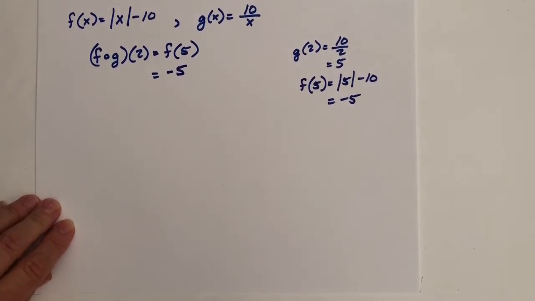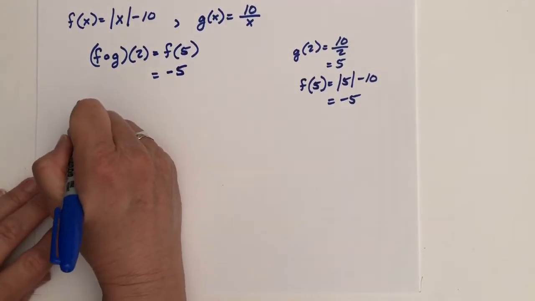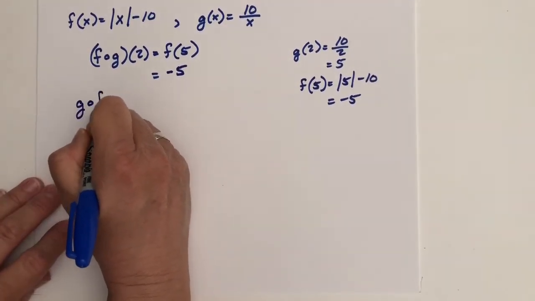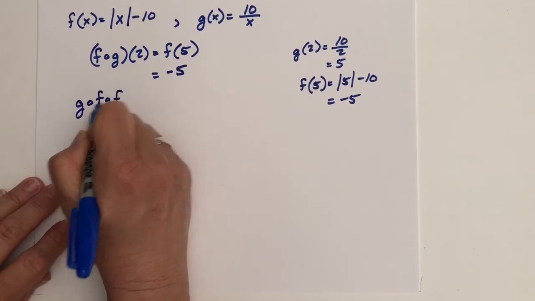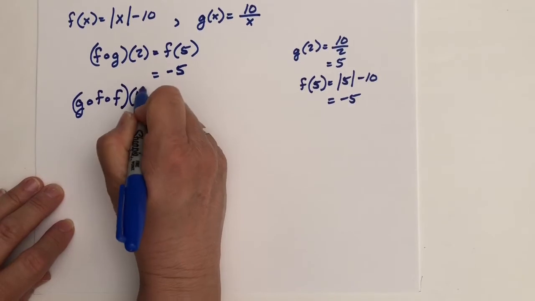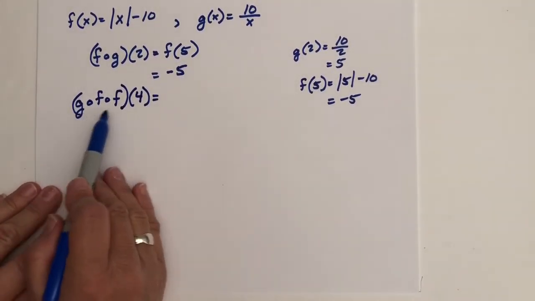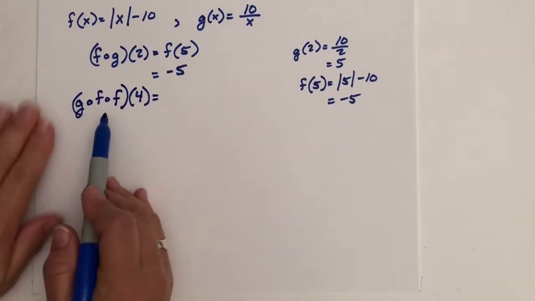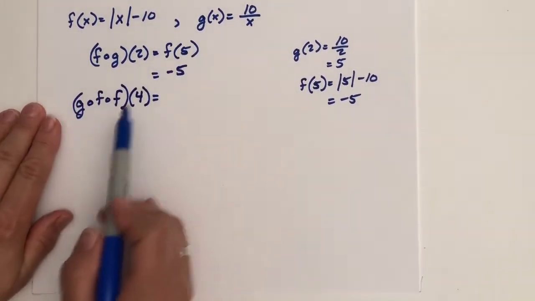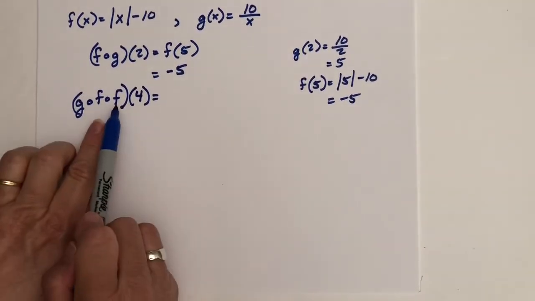We could do another one. Let's do g composed with f composed with f of 4. There's nothing that says we only can use two functions. We're using the same two functions, but we're using f twice. But I wanted you to see how it works.